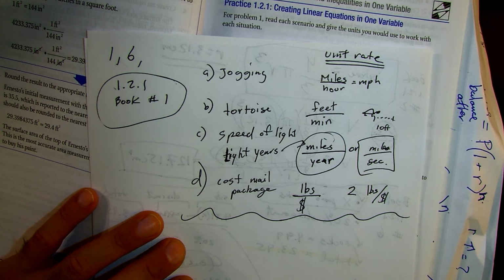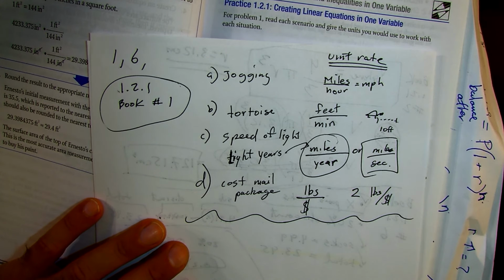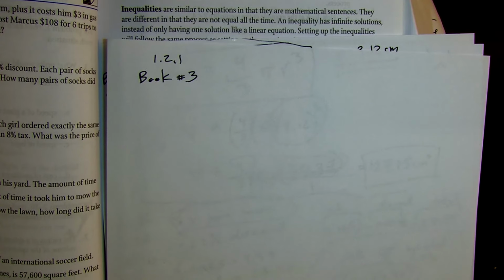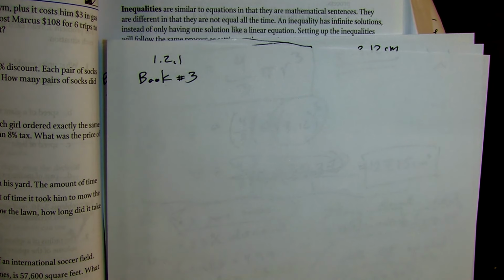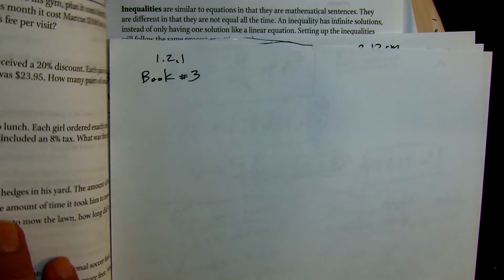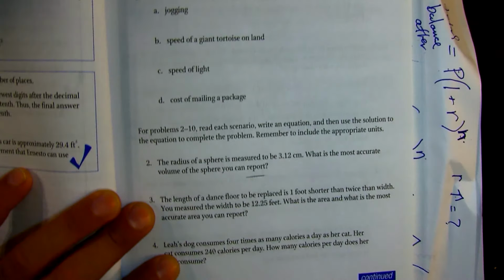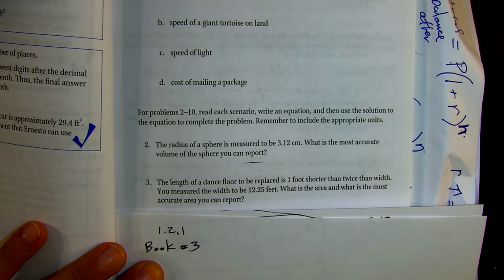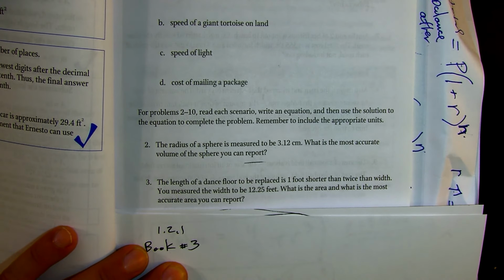All right. So we look in the book, we look at number 3, and we have this problem here, okay? The length of a dance floor to be replaced is 1 foot shorter than twice the width, okay? You measure the width as 12.25 feet. What is the area and what is the most accurate area you can report? Okay, let's write down what we know. We know that the length is, right? So we're relating the length and the width. Okay.